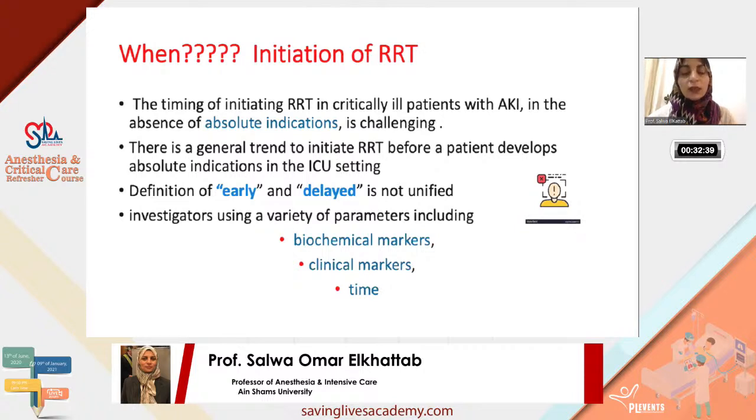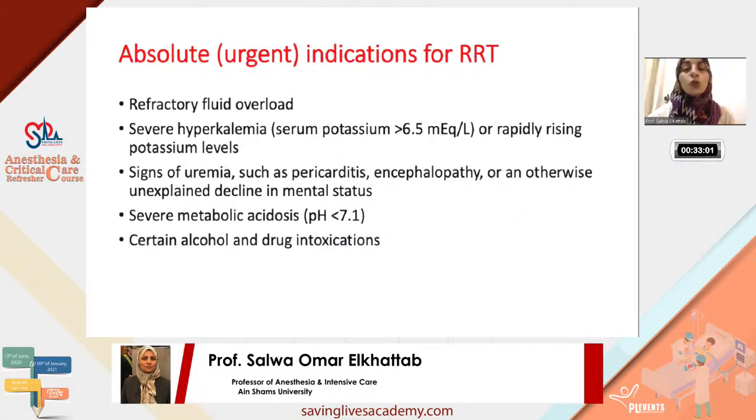Usually we use biomarkers or parameters to tell early versus late. It might be biomarkers of renal function, electrolytes, and so on, or clinical markers, or the time from presentation of the patient till the decision to go for RRT. There are absolute, urgent indications for RRT. Once one is present, there is no discussion.